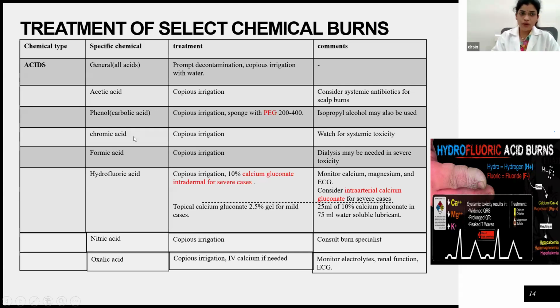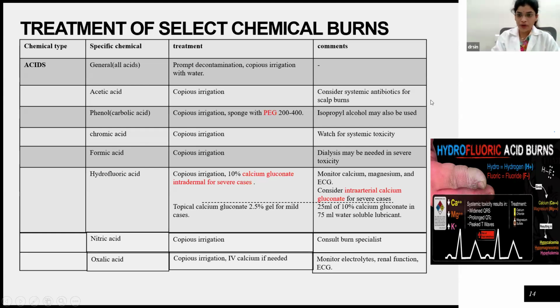And in case of chromic acid, there is copious irrigation that is advocated, but only thing that is more concerning here is the systemic toxicity that is associated with chromic acid. And in case of formic acid, again, copious irrigation is the key, and dialysis may be needed in severe cases because nephrotoxicity is very much commonly encountered with formic acid toxicity.